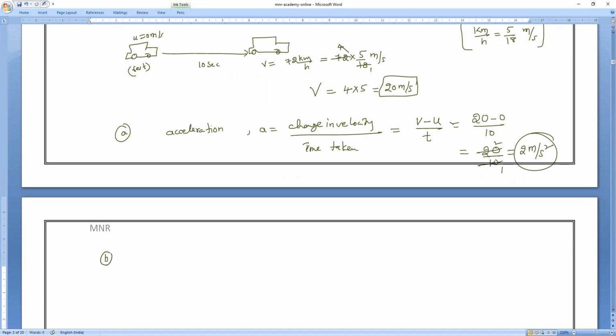All of you, next, average velocity. Can you tell me what is the average velocity formula? It is uniform velocity, sir.